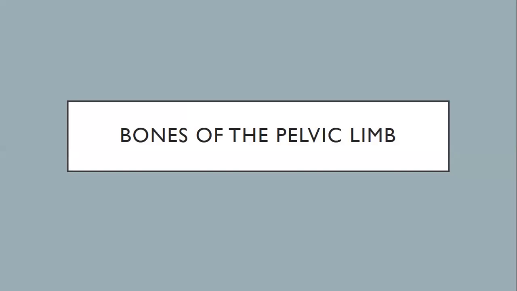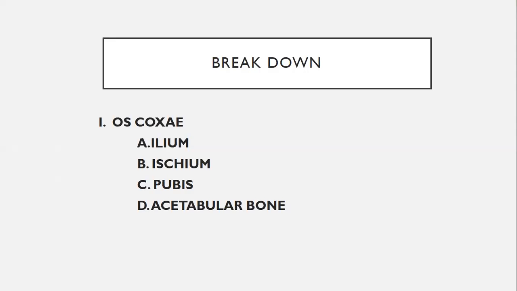So we are now in the bones of the pelvic limb. This is most likely the sixth topic for our lecture. So the breakdown: the bones of the pelvic limb are composed of the os coxae, the femur, the pes, and then the tarsus.